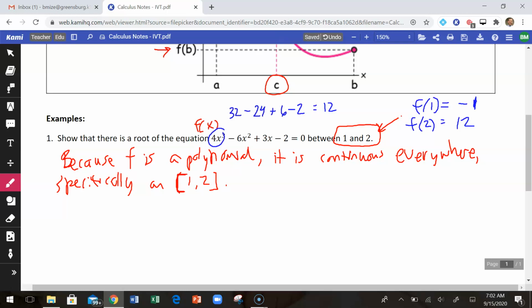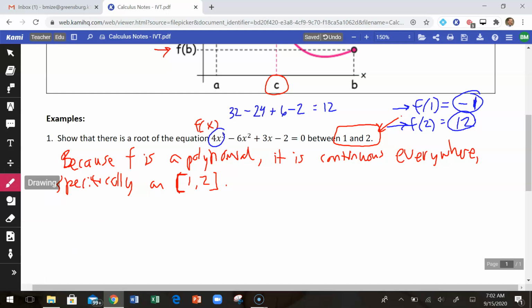Now keep in mind what we're trying to show. We're trying to show that there's a root in between those, and a root is whenever we have a y value of 0. It's whenever it crosses through the x-axis. So our setup here is that the y value at 1 is a negative number. The y value at 2 is a positive number. So if this function is continuous, that means we have to go through 0 to get from a negative number to a positive number. So we just need to state that.